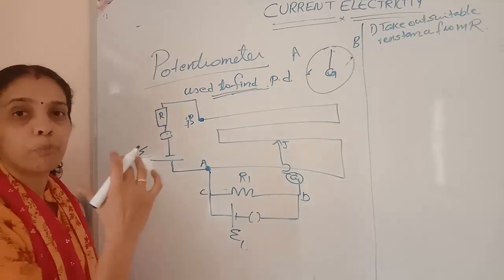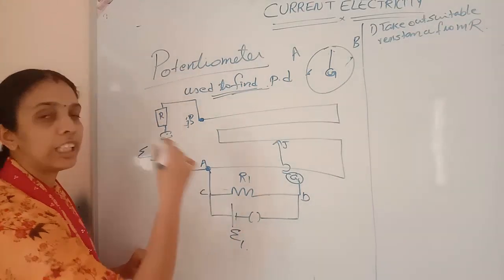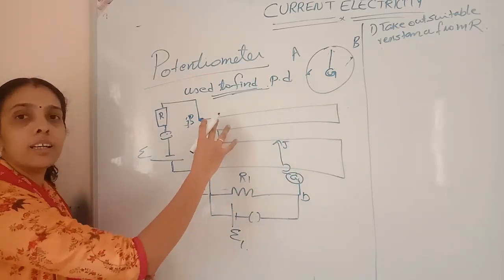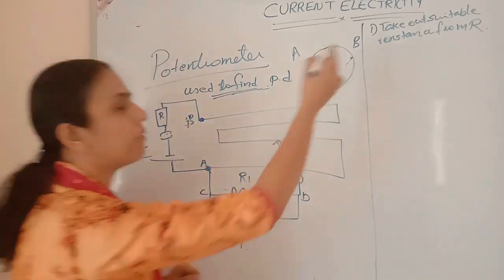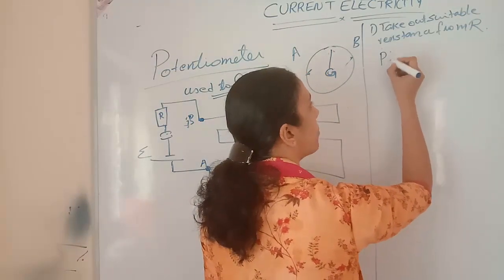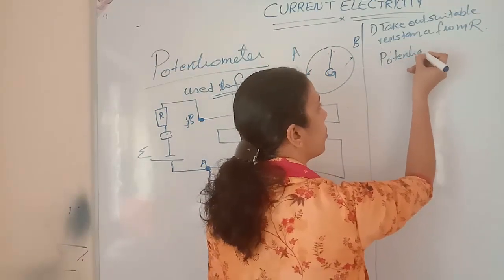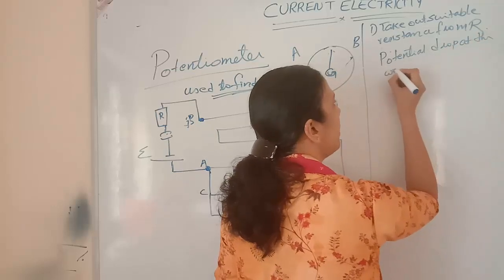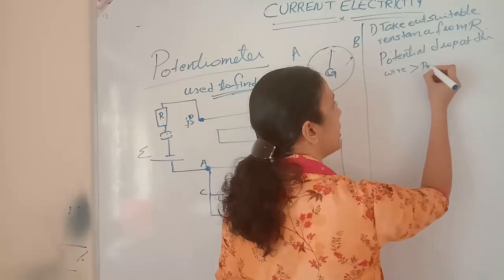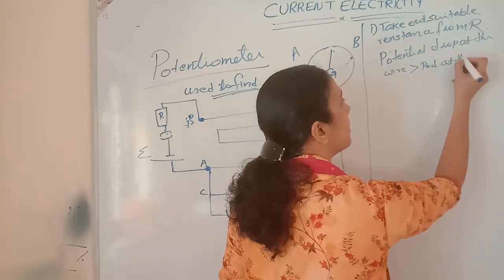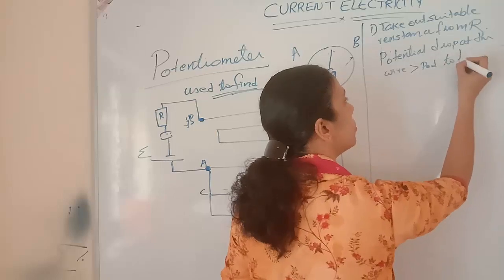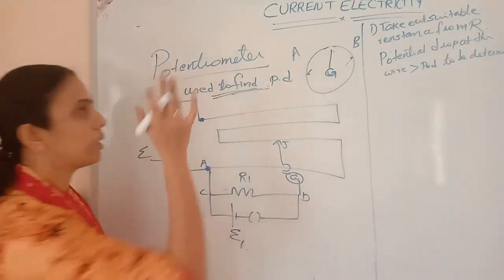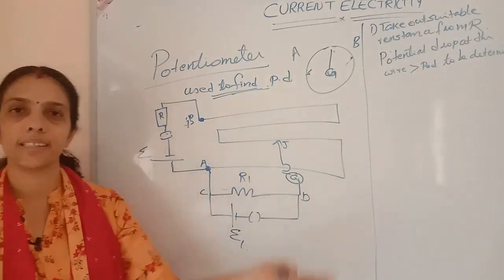Okay, then next, while doing this, what is happening actually, we are making the potential drop at the wire greater than the potential difference to be determined. Okay, to be determined. This is the reason we are taking out a suitable resistance and checking the deflection on both the sides.